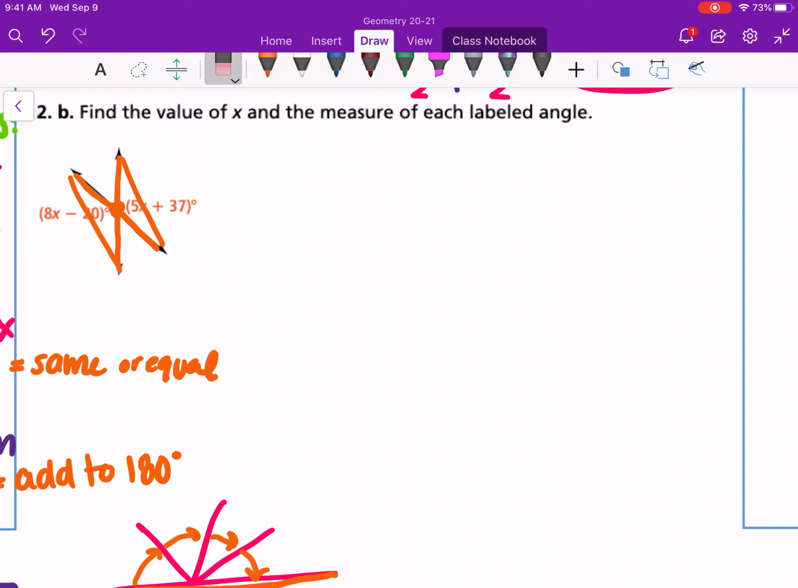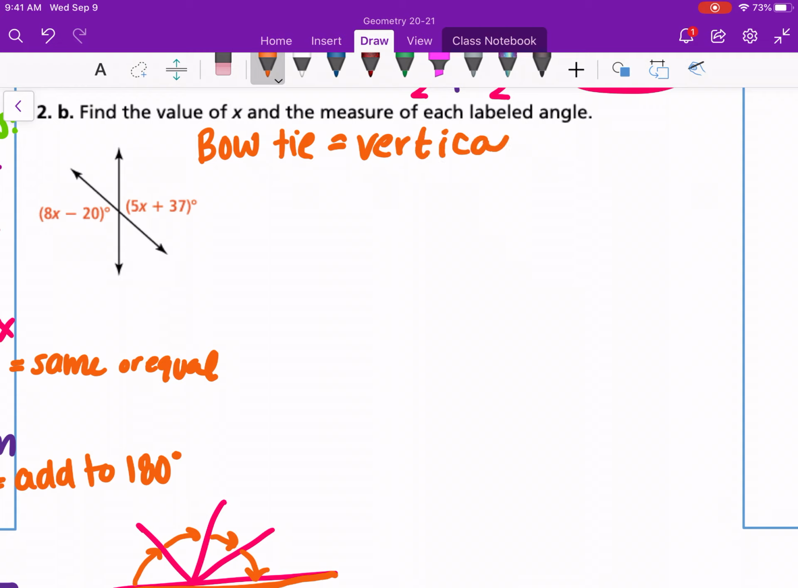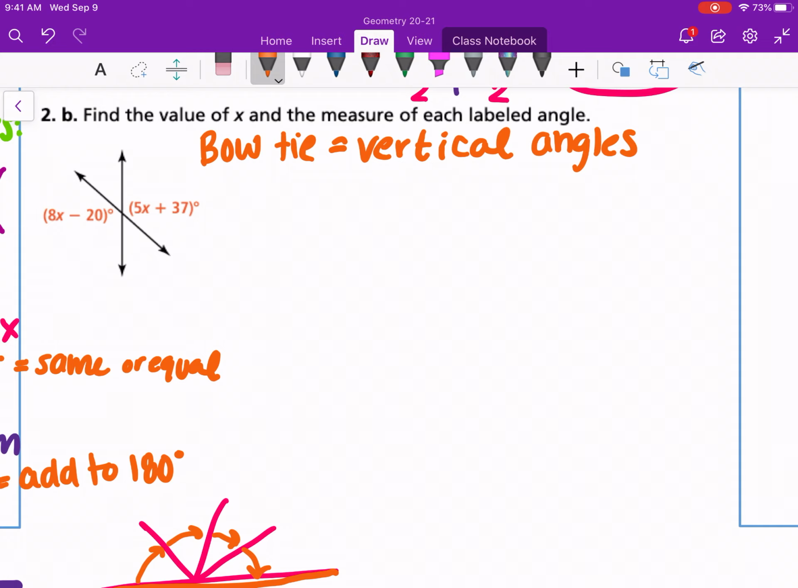So remember, I want my bow tie to be equal. Remember, bow tie is a vertical angle. The problem is I say bow tie angle so much that you guys forget that they're actually called vertical angles. So that's important. Don't forget that. So that means that this angle is congruent to that angle. So I'm going to go ahead and write the value of this angle, which is 8x minus 20, is equal to the value of this angle.